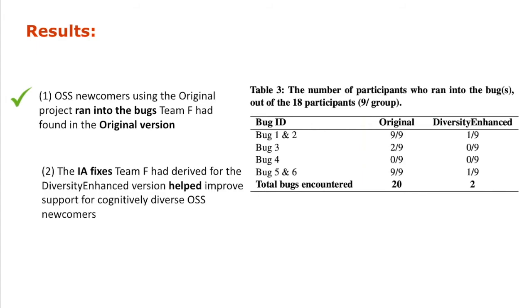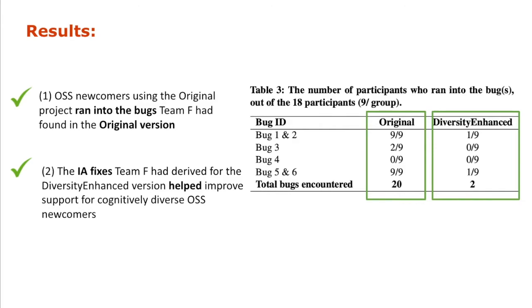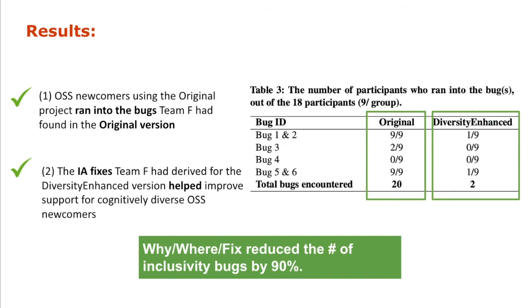We also found that the IA fixes that Team F had derived for the Diversity Enhanced version actually helped improve support for cognitively diverse OSS newcomers. And we can see this in the Diversity Enhanced column with only 2 total bugs encountered. So the number of bugs encountered went from 20 to 2 between the 2 versions. And the Why Where Fix process reduced the number of inclusivity bugs by 90%.